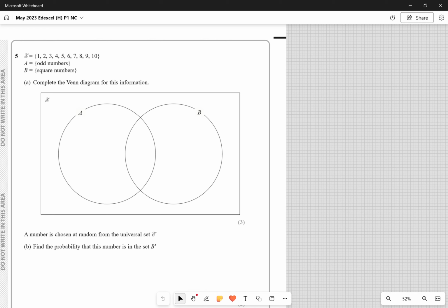the Venn diagram, and then if we look underneath, it says a number is chosen at random from the universal set. B, find the probability that this number is in the set B dashed.